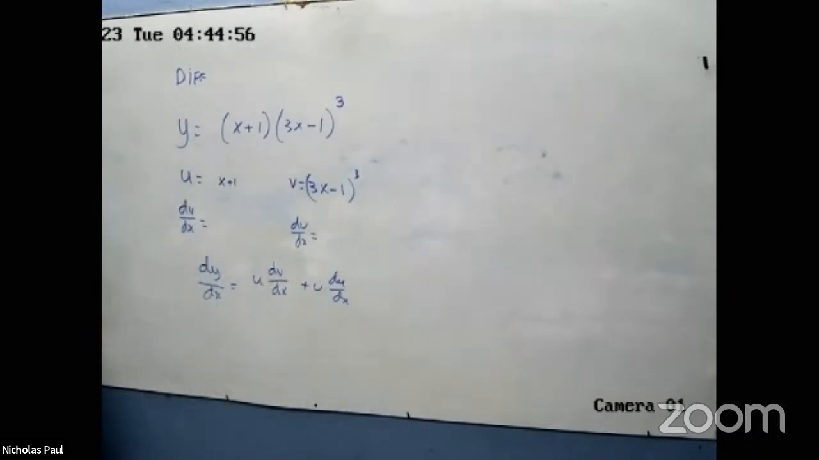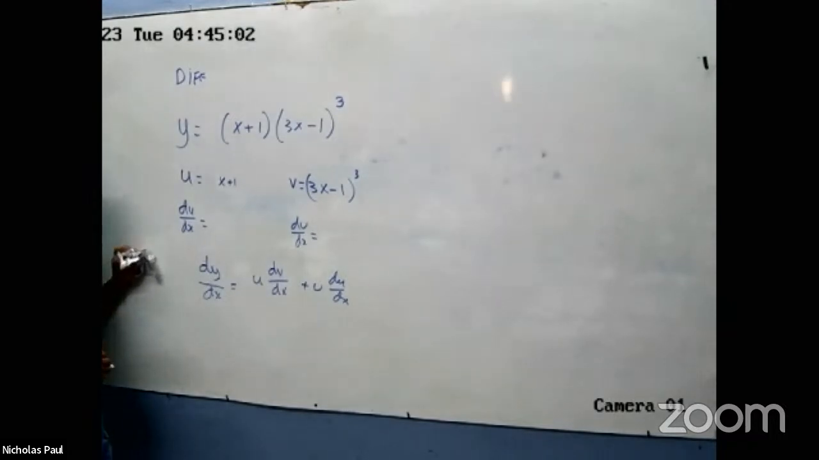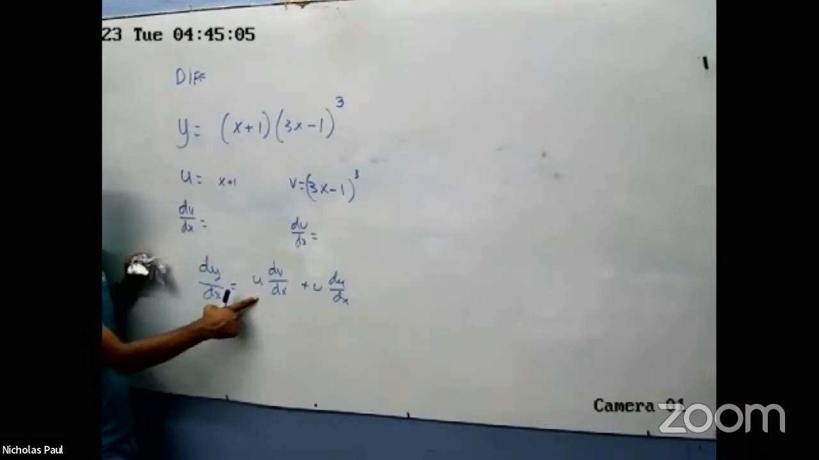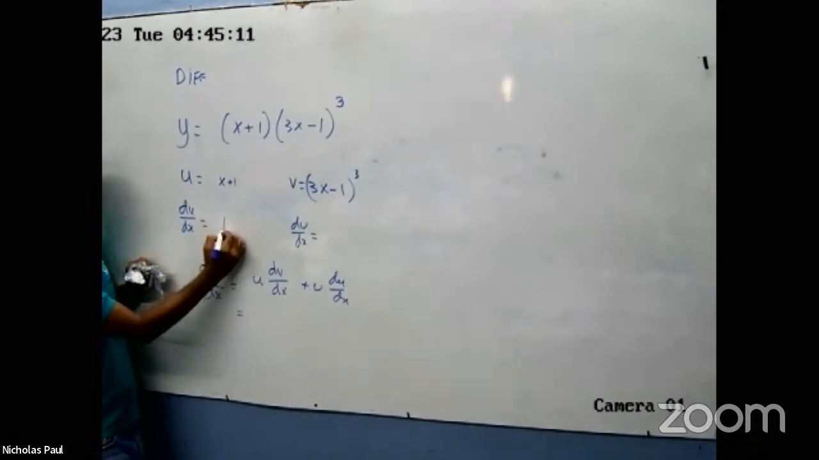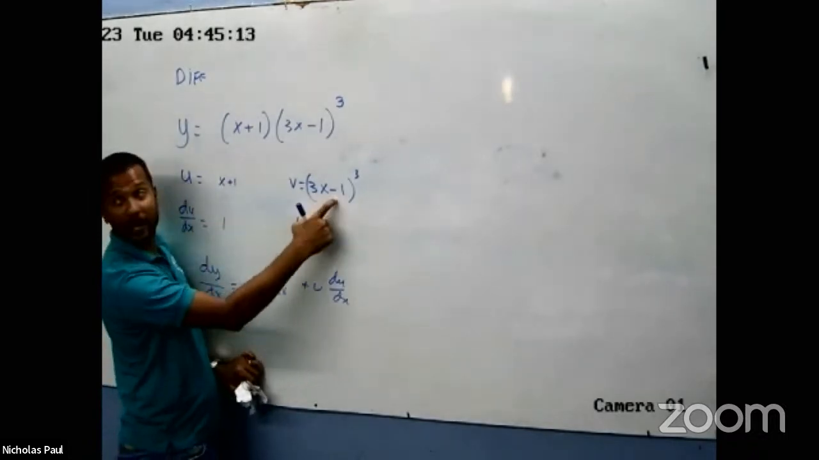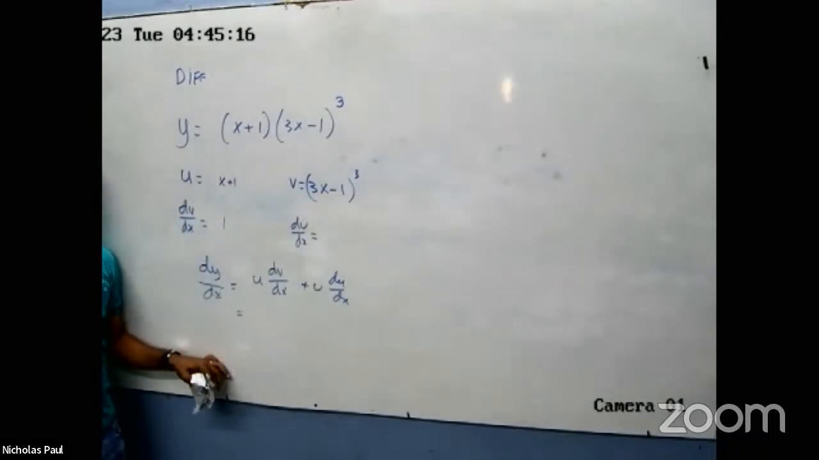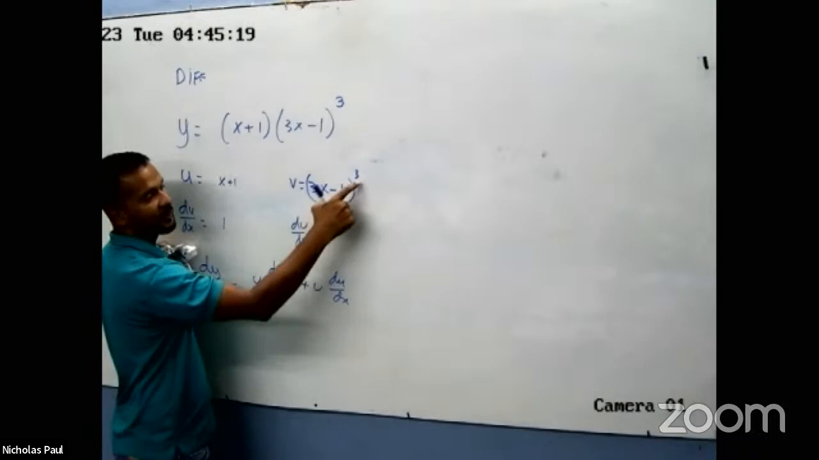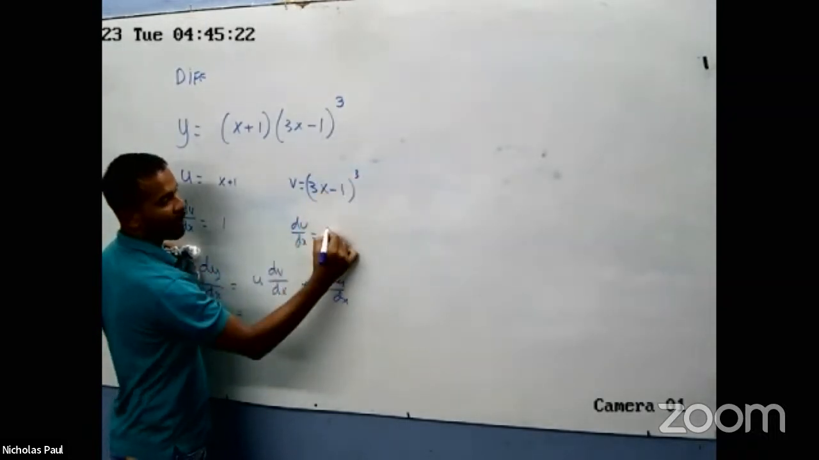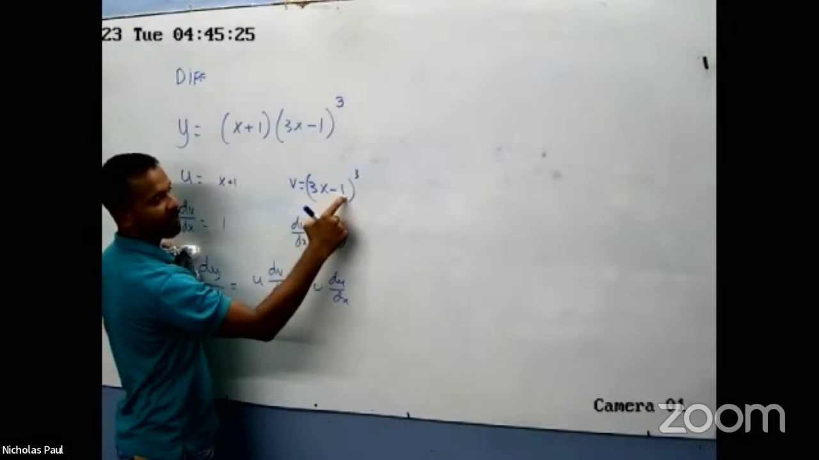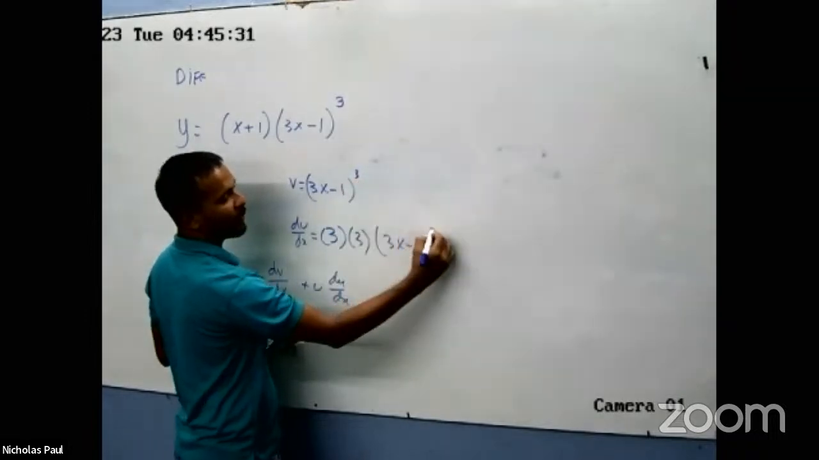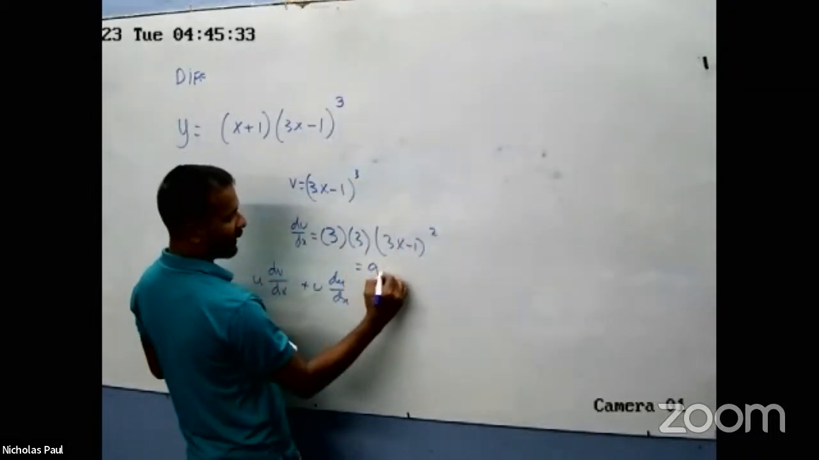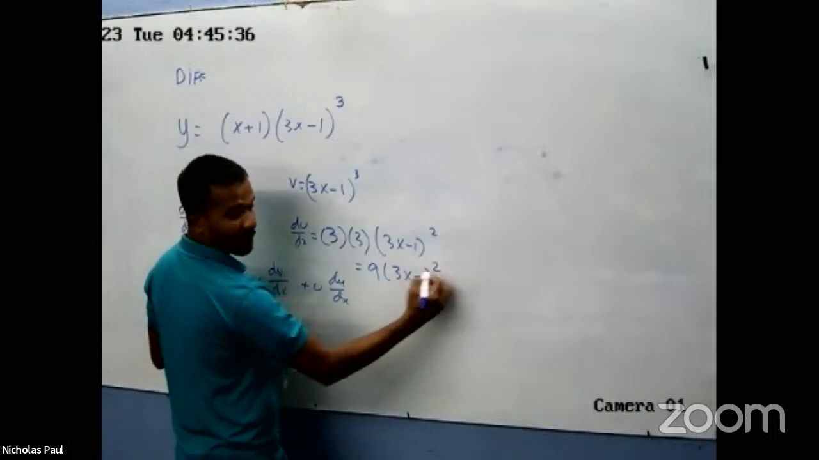So you have to plug it in, right? So u is what? What's the differential of x plus 1? 1. What's the differential of 3x minus 1? What's the differential of (3x minus 1) cubed? 3 by 3. Bring down the power, and minus 1 from the power. So that would be 9 by (3x minus 1) squared.